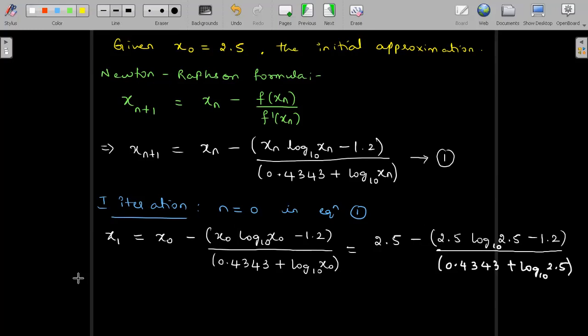So using a calculator, we can obtain the answer for this first case. X1 is approximately 2.74650. Observe the question: we have to obtain all our approximations to 5 decimal places. I have fixed my calculator to 5 decimals and obtained this answer. So this is the first iteration answer for us.